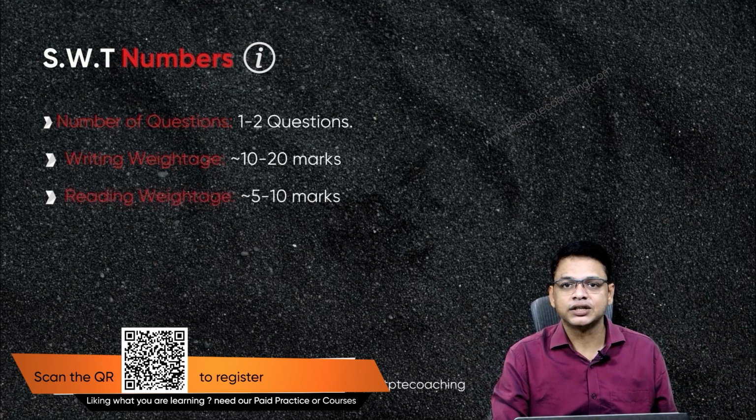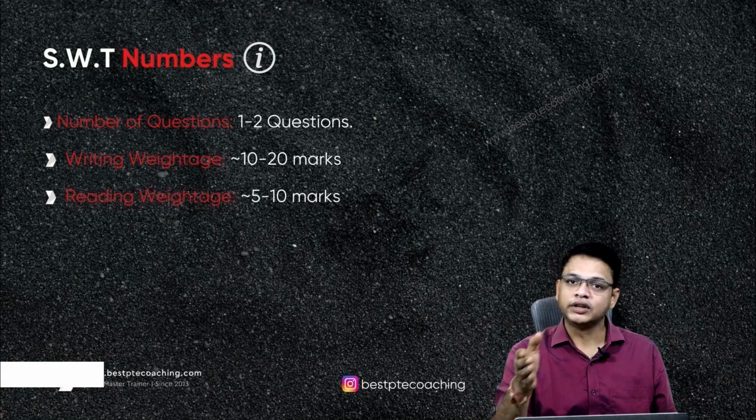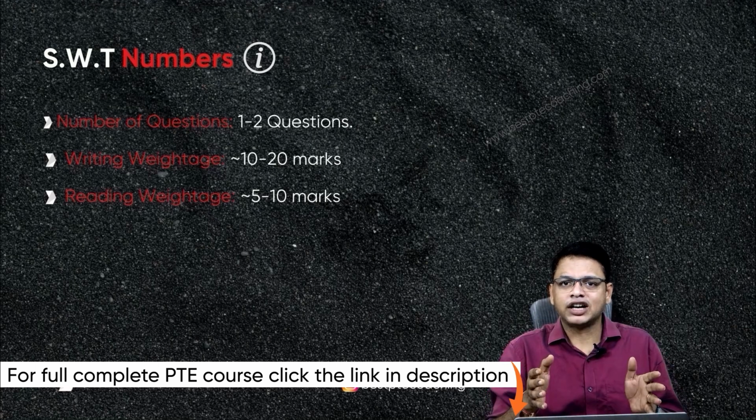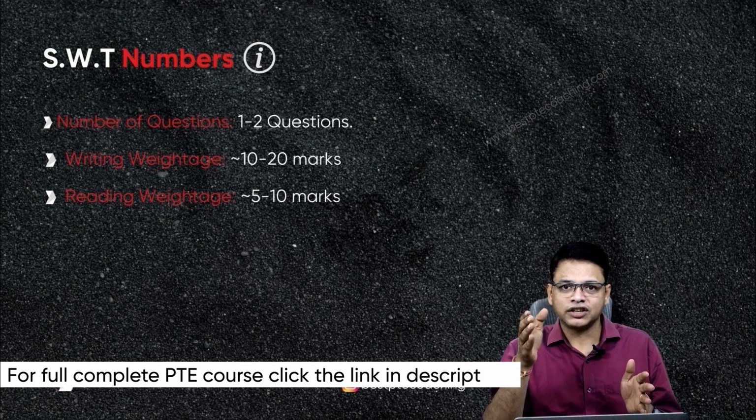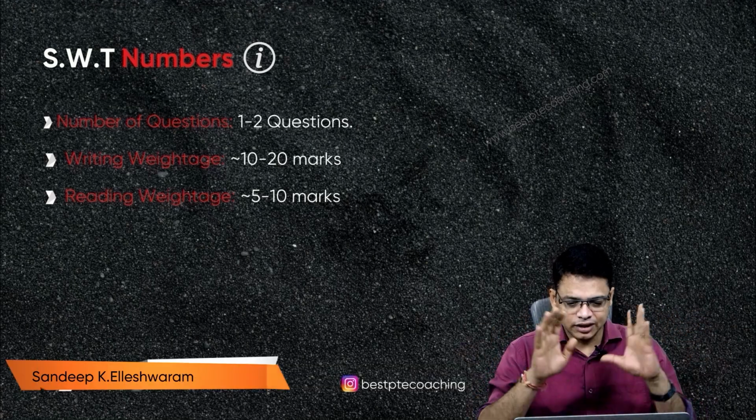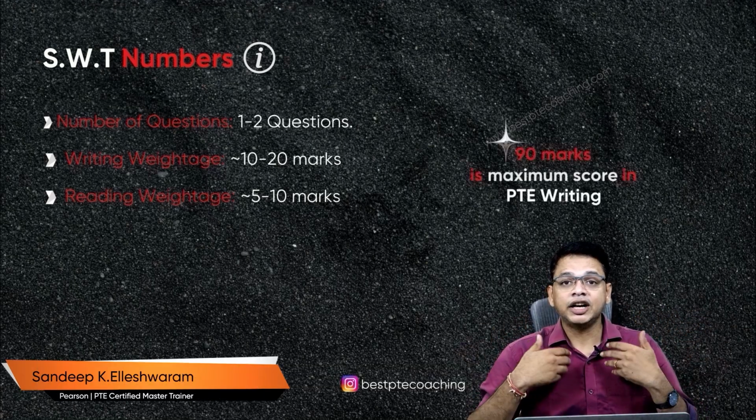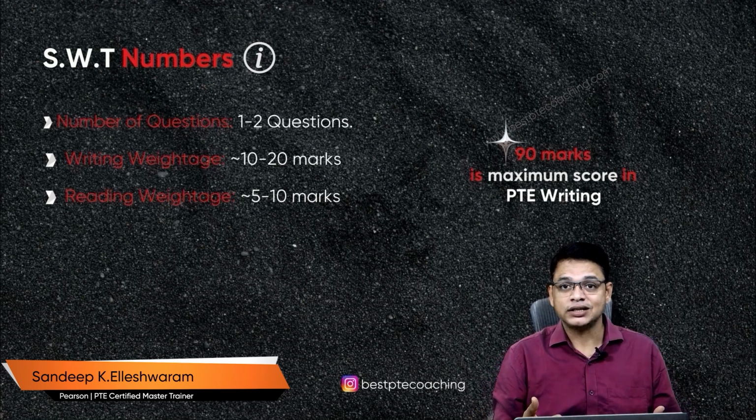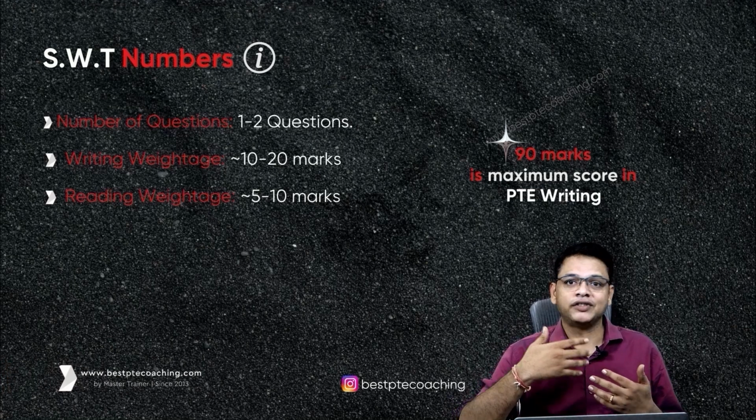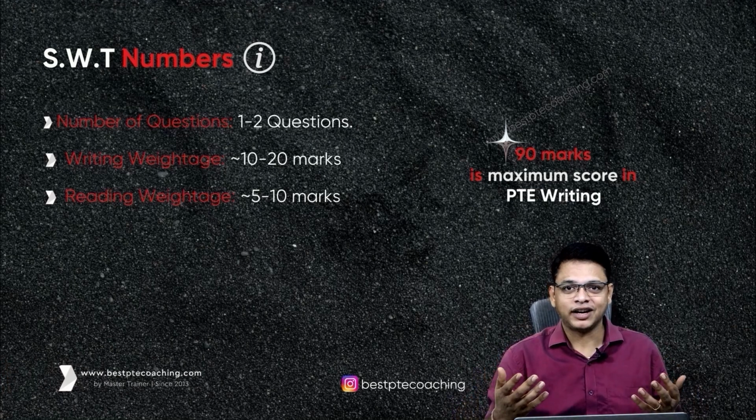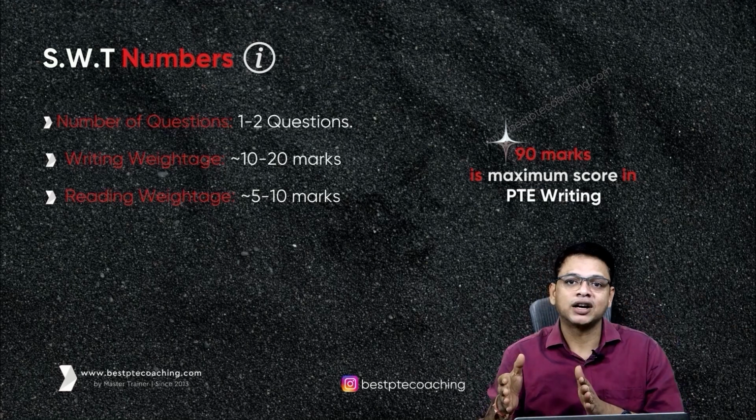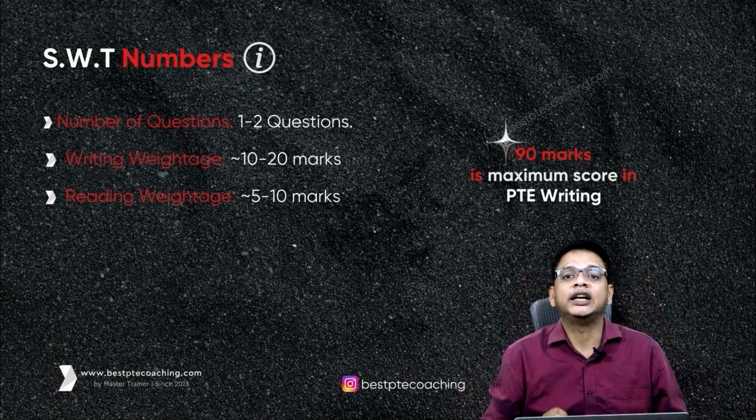And then the reading weightage is also there, which is 5 to 10 marks. To put it in a nutshell, every perfect answer gives you almost 10 marks in writing and 5 marks in reading. This is the weightage of summarize written text. Whereas the ultimate score in writing as a skill is 90 marks, because some of you are trying for 65 in all, some for 58 in all, some for 79 in all. Against a 90 score, this contributes 10 or 20 marks to your writing score.